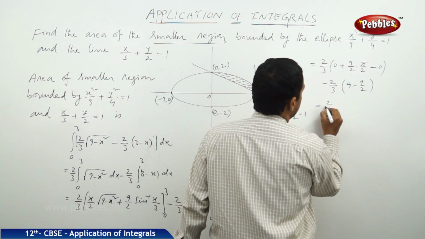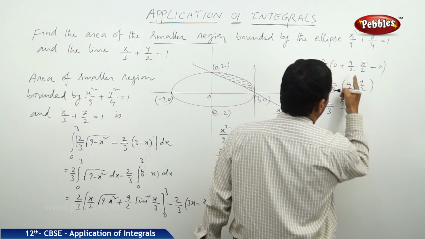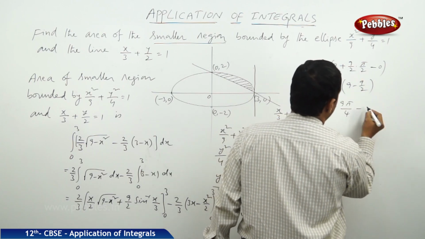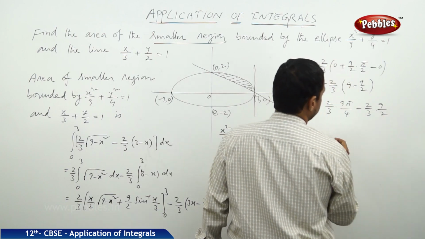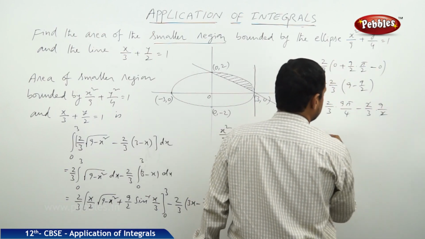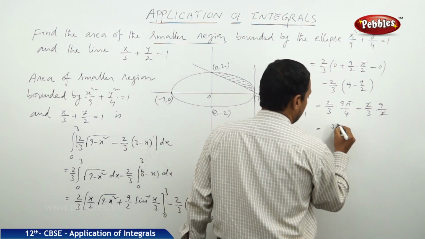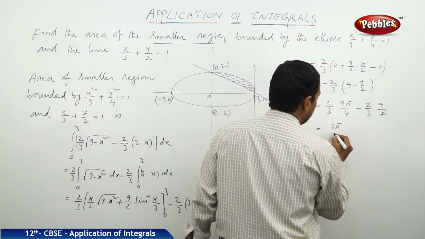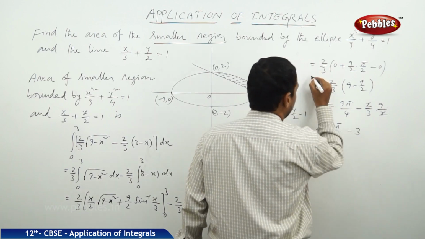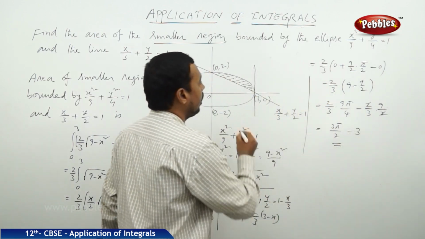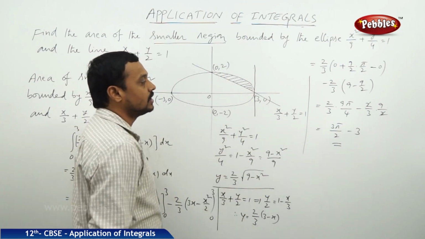So it is (2/3) into 9π/(2·2), that is 9π/4, minus (2/3) into (9 − 9/2), which is 9/2. So clearly 2 gets cancelled, and here 3 threes cancel in 9π, giving 3π/2, and 2 cancels in 9/2, and 9/3 is equal to 3. Therefore the area of the smaller region bounded by the ellipse and the straight line is 3π/2 − 3 square units.